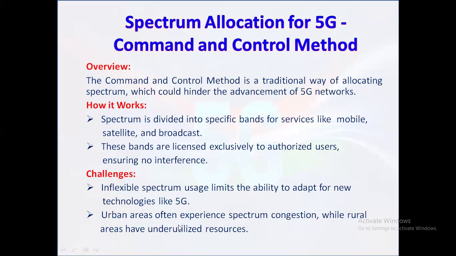As a result, urban areas often experience heavy spectrum usage, leading to congestion, while rural areas face underutilized spectrum resources, creating inefficiencies and limiting overall spectrum availability for 5G deployment.